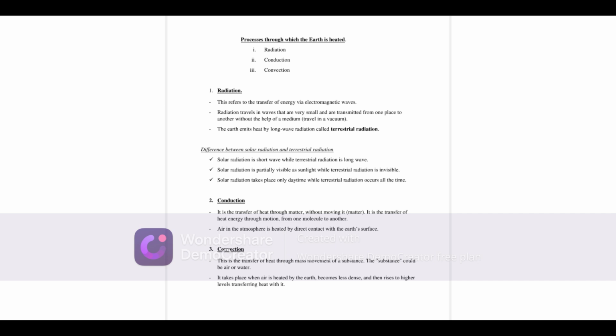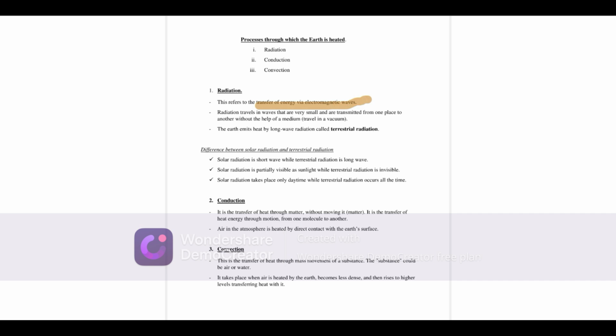We are going now to look at some of the processes through which the earth is heated. One is radiation, another one is conduction, and the third one is convection. So let's start with radiation, which is the transfer of heat. Radiation is the transfer of heat via electromagnetic waves. The main point here is the transfer of heat via electromagnetic waves.